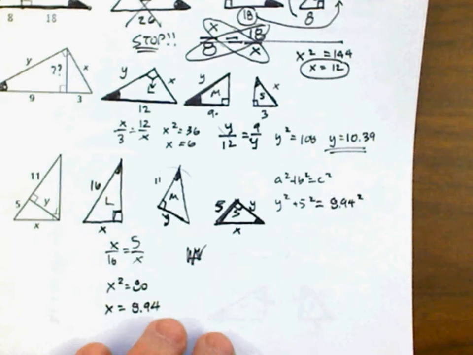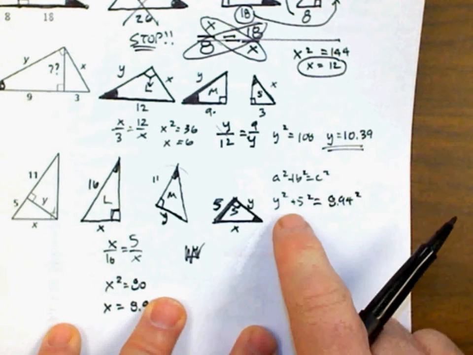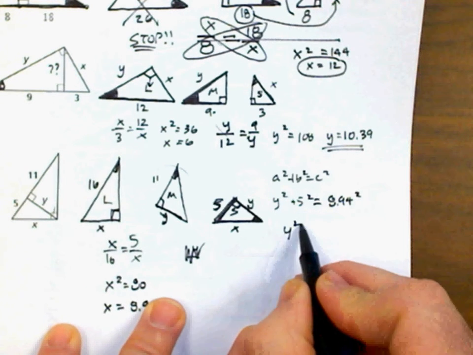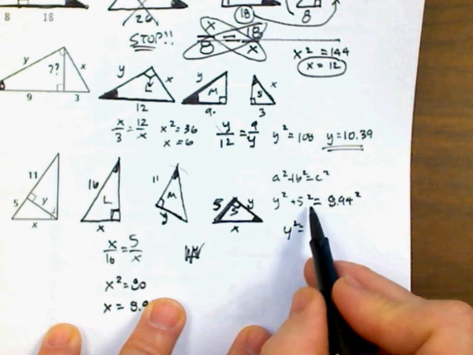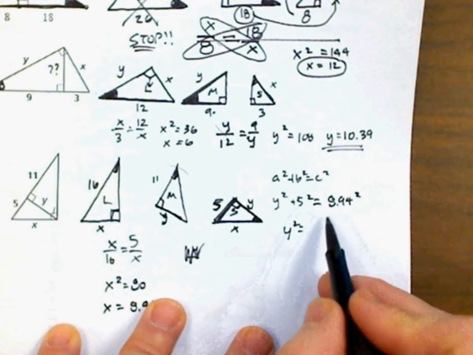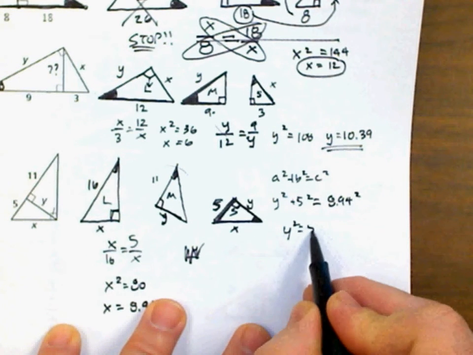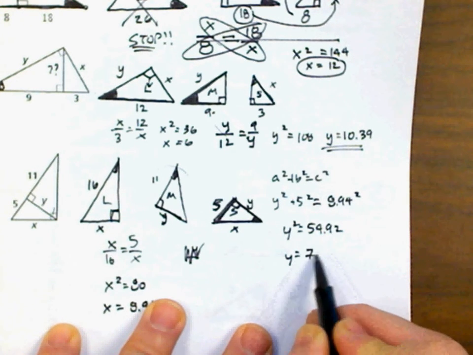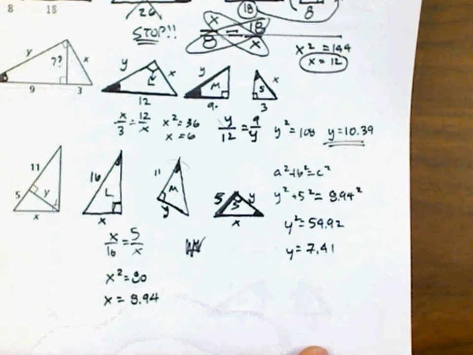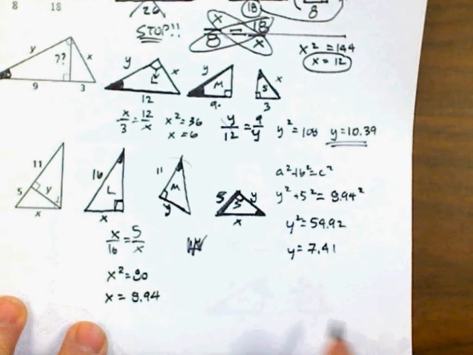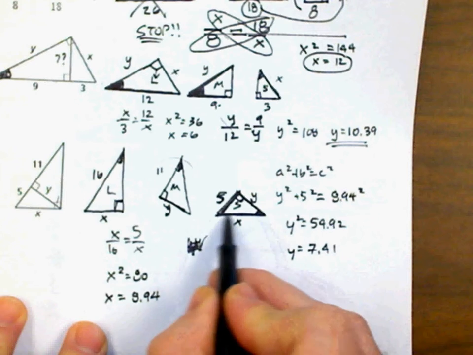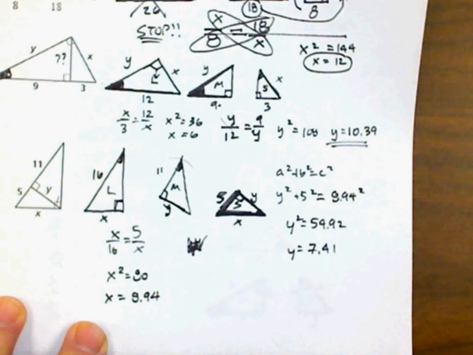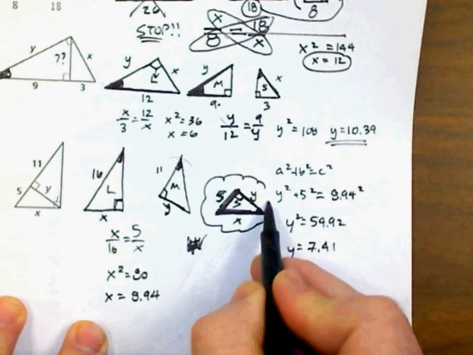But if we square this, 25, and square that, subtract or square 5, we'll get 25. Square this and subtract 25 from it. We'll get 54.92. Take the square root of both sides, and we get approximately 7.41. So, again, on this last one, since we had found this length here, a little shortcut, we could just go right back to our Pythagorean theorem to solve for that missing value.